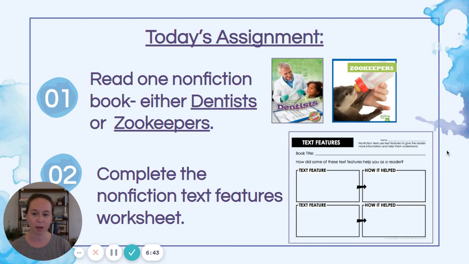For your assignment today, you're going to do the same thing that I just did. You can choose to read one nonfiction book, either the book Dentists or the book Zookeepers. You can choose either one. Then you'll complete the nonfiction text features worksheet that looks just like the chart I just made. You'll need to think of two text features in your book and explain how each text feature helps you learn more from the book you read.